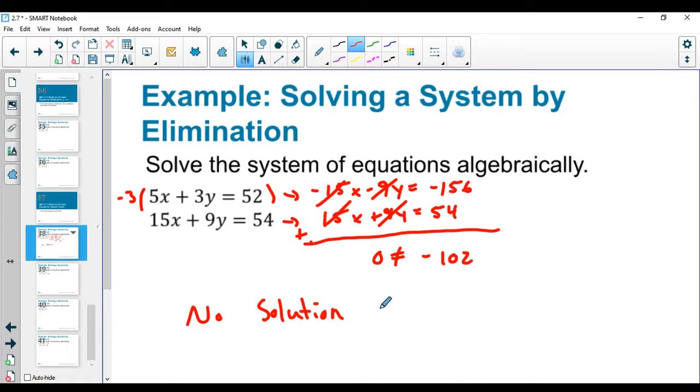Basically, if we were to graph these, what this would mean on a graph is that we had two lines with the same slope, which we can kind of see here, because these x's and y's are proportional. They had the same slope, but different y-intercepts. So that's what that would mean. They never cross, so there's no solution, because 0 does not equal negative 102. That doesn't make sense, so no solution.